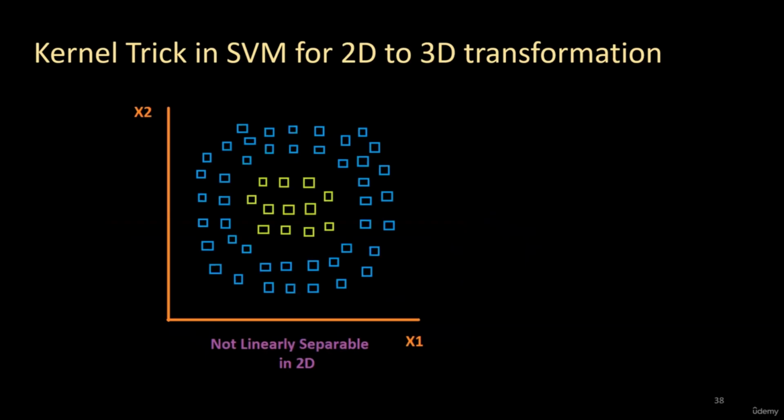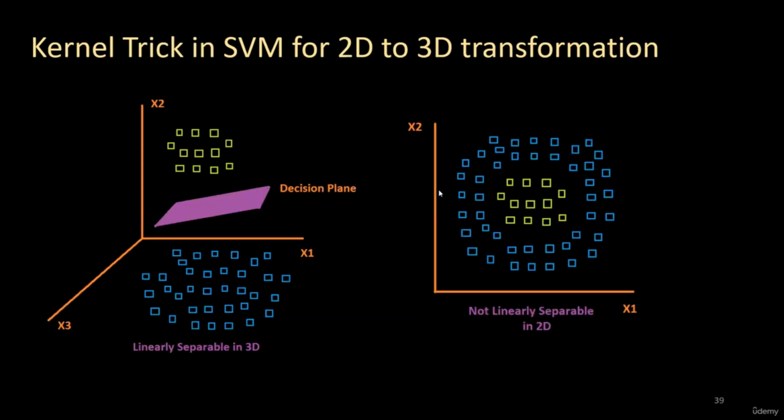Now look at this data set. If we want to perform linear classification of this data, this data is in 2D and it is not linearly separable in 2D. So we will use a kernel trick and project the data from 2D to 3D. We will see that when we project the data to a higher dimension, from 2D to 3D, it will be linearly classified.